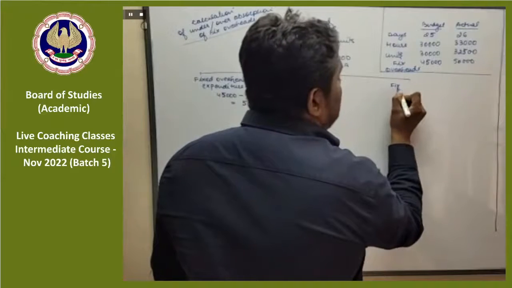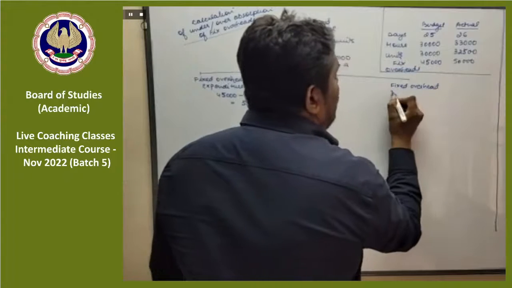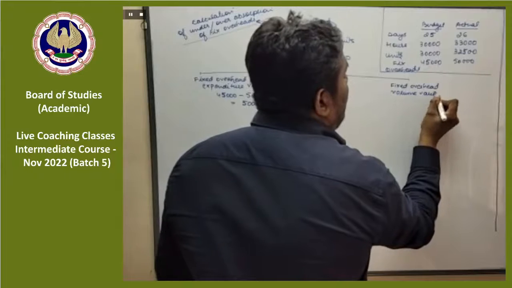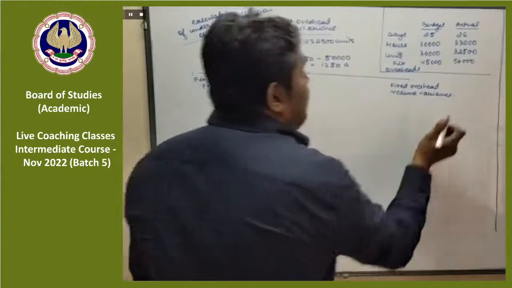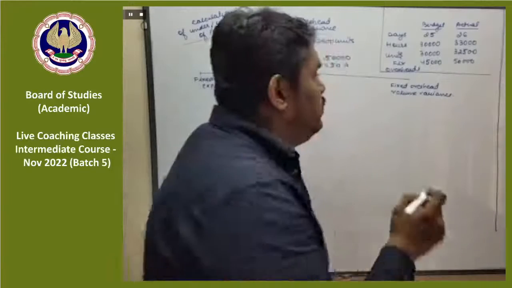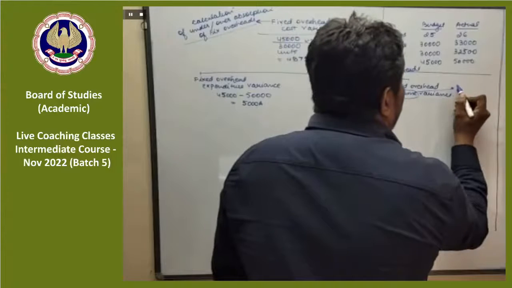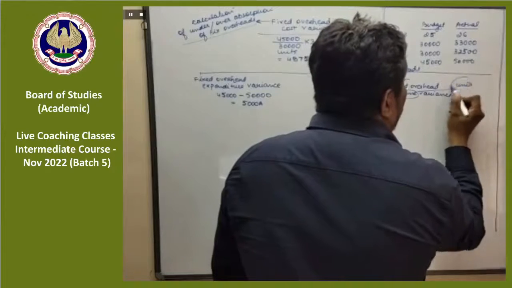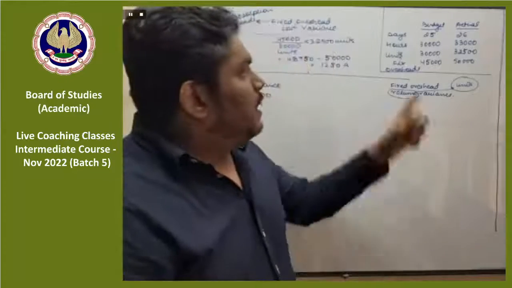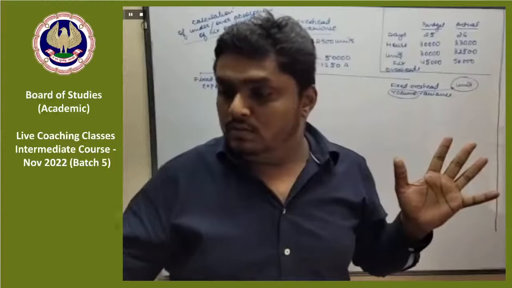Next is fixed overhead volume variance. Volume means what? Units. Volume means units. How many units were we supposed to produce? 30,000 units.